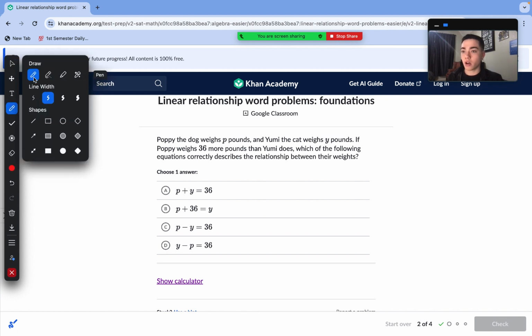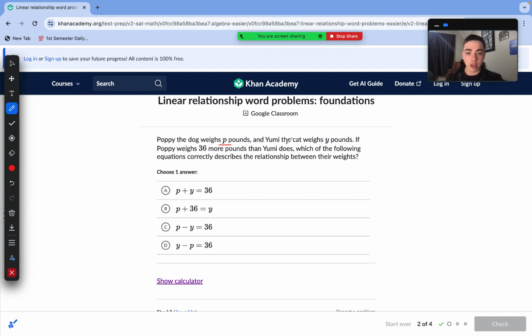Puppy the dog weighs P pounds. Yumi the cat weighs Y pounds. If Puppy weighs 36 more pounds than Yumi does, which of the following equations correctly describes the relationship between their weights? So once again, we have some variables: P to represent Puppy, Y to represent Yumi. Then we have an expression which we need to model in the form of an equation.